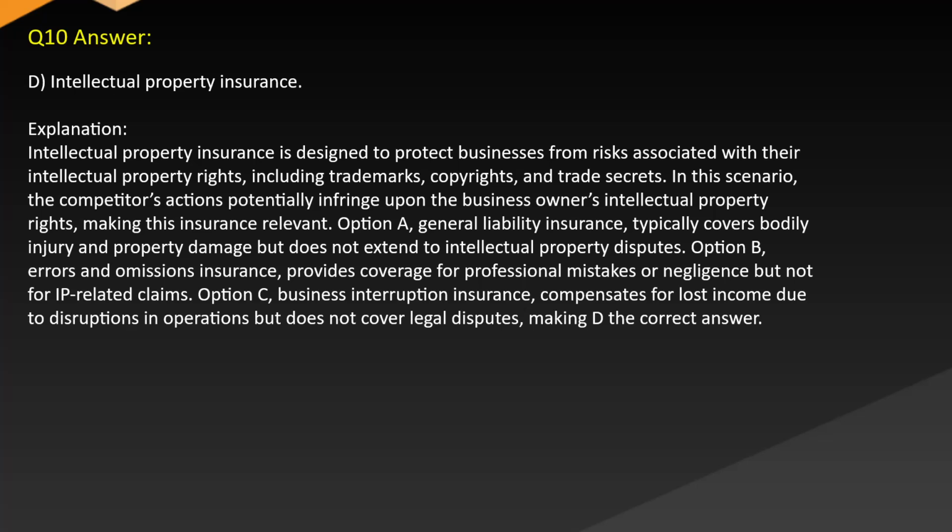insurance relevant. Option A. General liability insurance typically covers bodily injury and property damage, but does not extend to intellectual property disputes. Option B. Errors and omissions insurance provides coverage for professional mistakes or negligence, but not for IP-related claims. Option C. Business interruption insurance compensates for lost income due to disruptions in operations, but does not cover legal disputes, making D the correct answer.